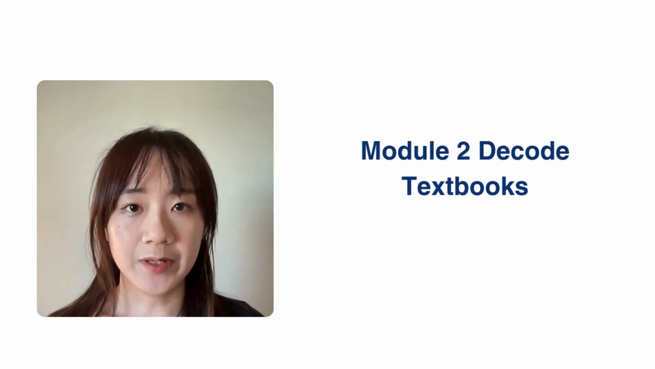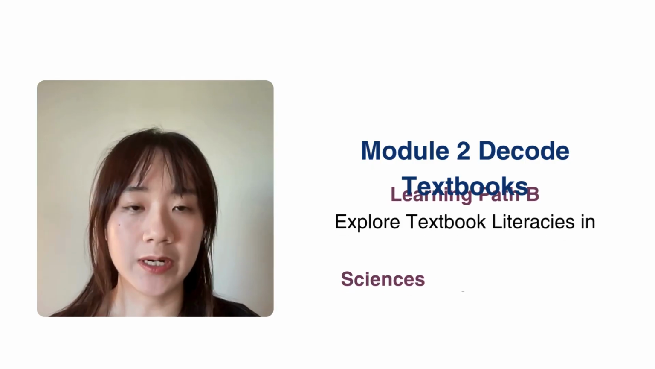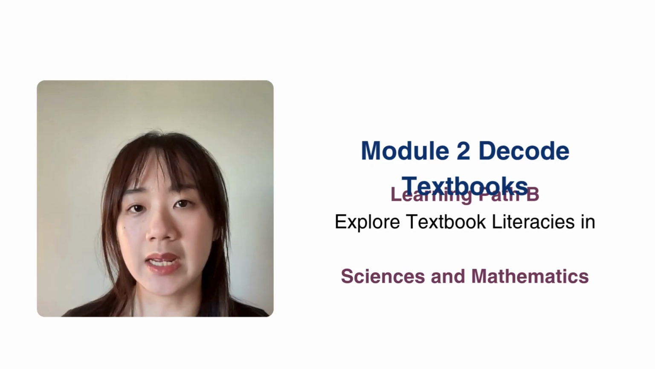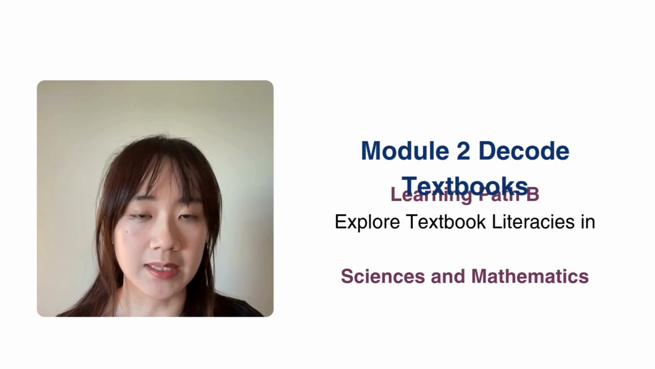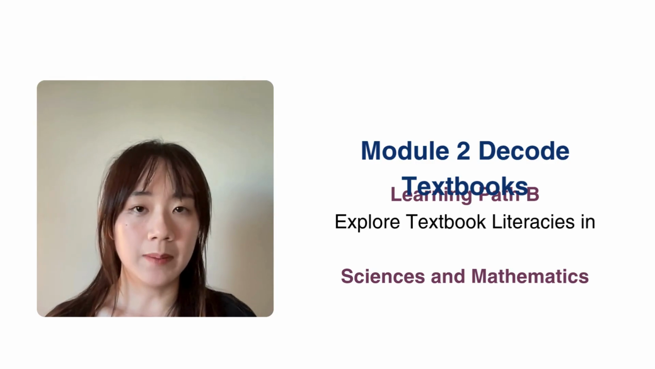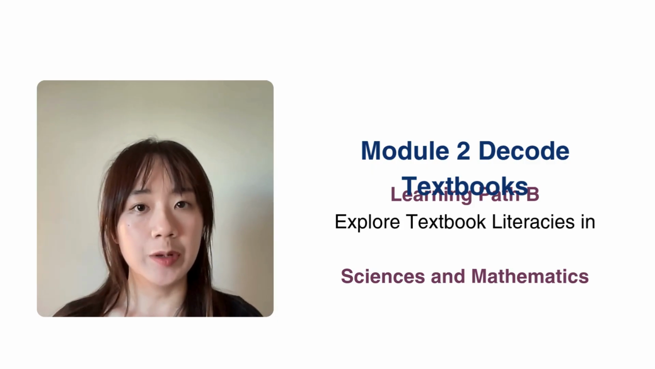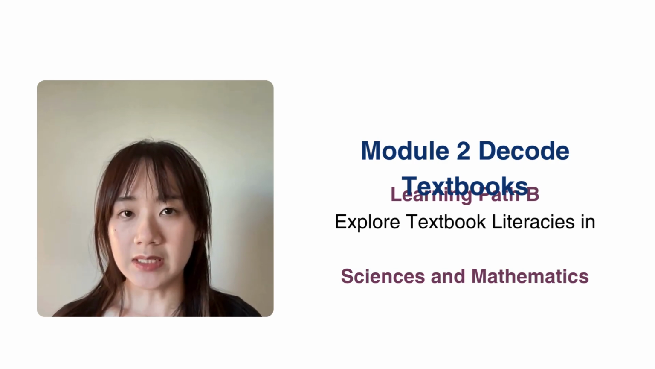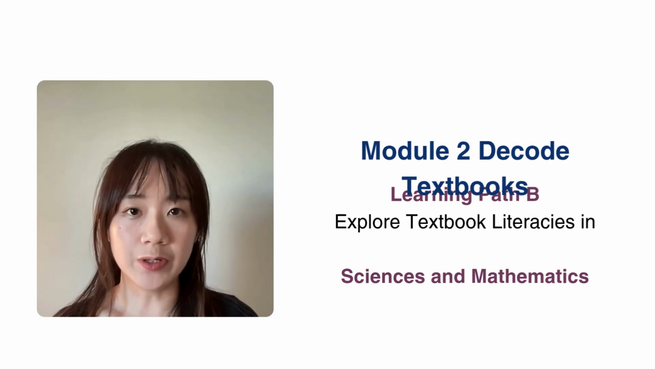This is the lecture video for students who choose Learning Path B, which is to explore textbook literacies in sciences and mathematics. For students who would like to explore literacy and humanity subjects like history, literacies, and language arts, you may choose Learning Path A. If this is the right learning path video for you, please keep going and watch it.